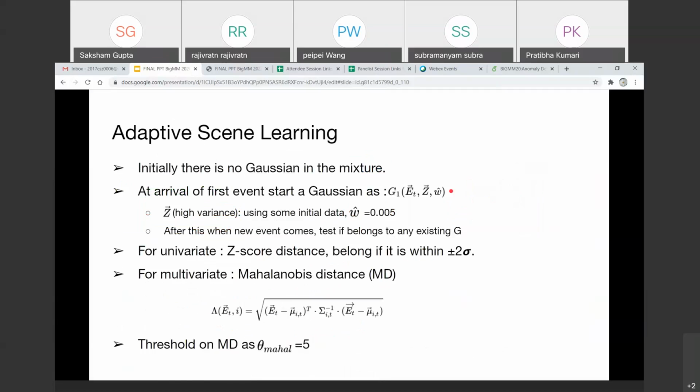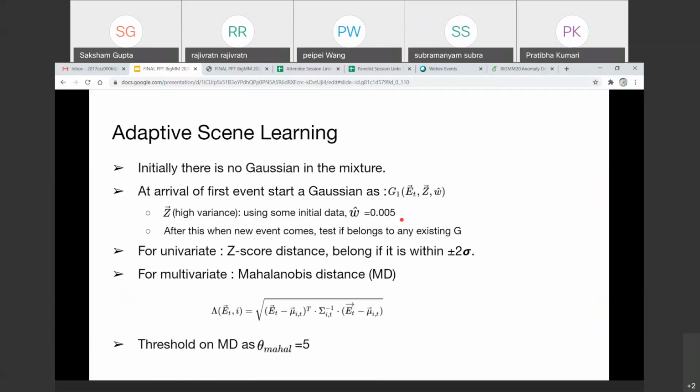Now coming to scene learning. Initially in the mixture there is no Gaussian. So at arrival of the first event, we start a new Gaussian with the mean as the event representation, and the variance is kept at a high variance value, which was initially calculated using some data. And we assign an initial weight of 0.005, it is fixed.